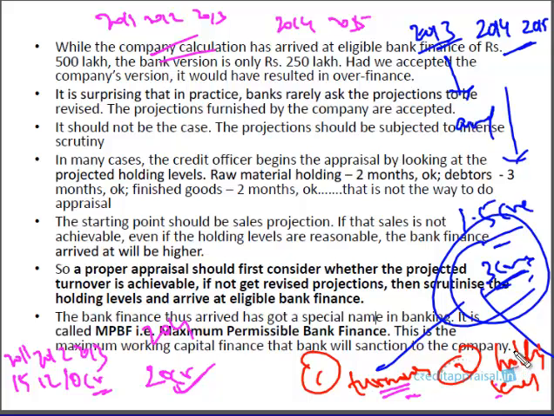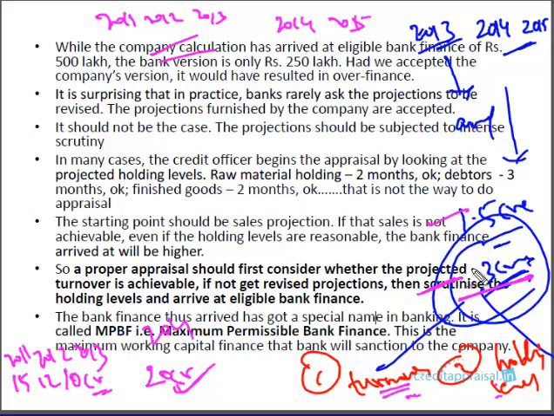Unless you do these 2 things, this is always going to be as per the company's version. If you don't do this, whatever the company says, you have to accept, right? Your job as a processing officer is always to question this. See, companies will always try to ask for a higher limit.